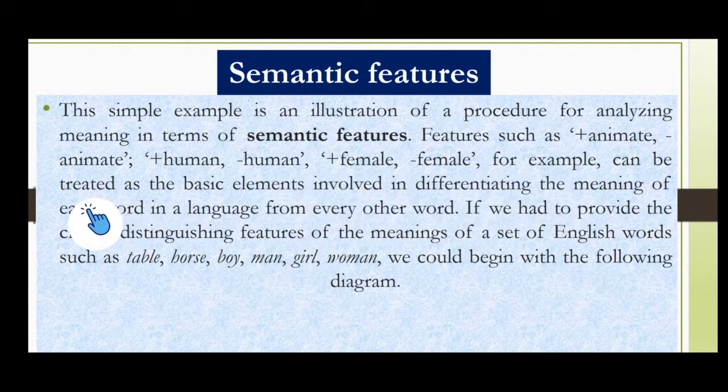Now, for example, can be treated as the basic element involved in differentiating the meaning of each word in a language from every other word. If we had to provide the crucial distinguishing feature of the meaning of a set of English words such as table, horse, boy, man, girl, woman, we could begin with the following diagram. Now we will justify and explain how the meaning of a table is different from the meaning of a horse, and how the meaning of a horse is different from the boy. Similarly, man, girl, and woman, how these different words give different meaning.